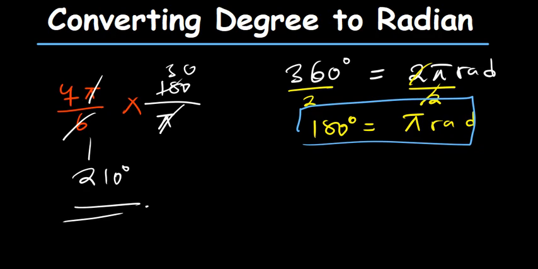Now, based on this information, let us go ahead and look at how we can solve these questions. The first question goes like this. Without using a calculator, change each of the following angles in degrees to radian measure. The second one, without using a calculator, change the following angles to degrees. So let's start with the first one.